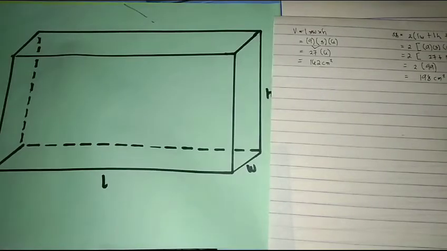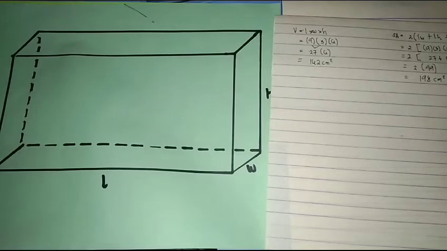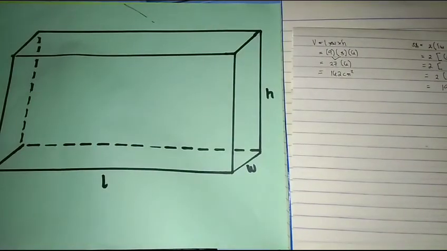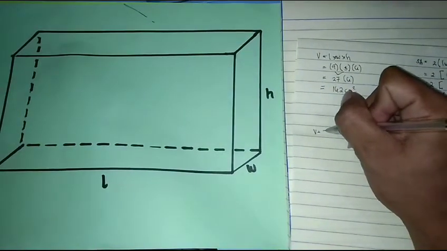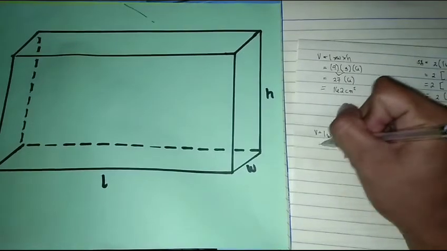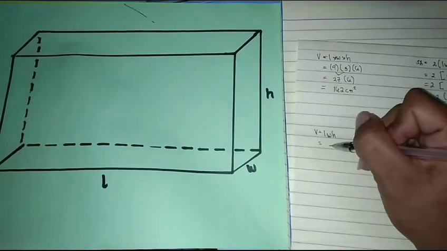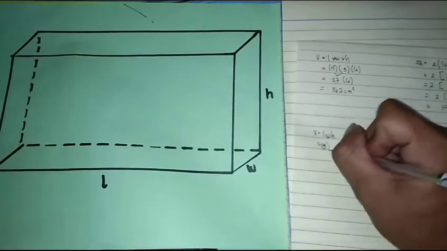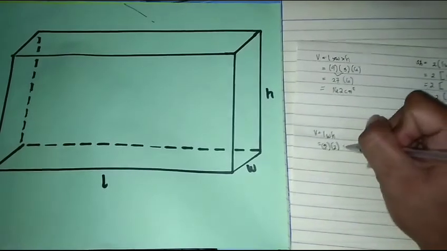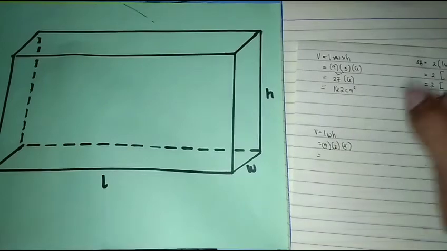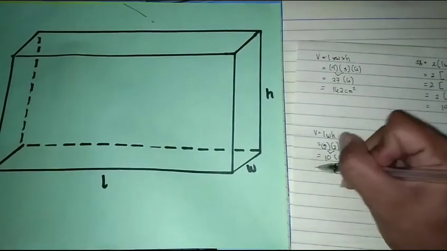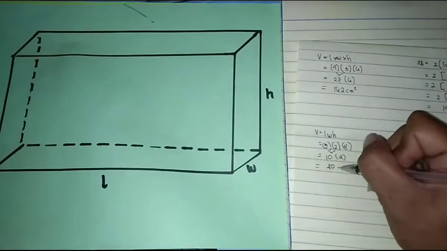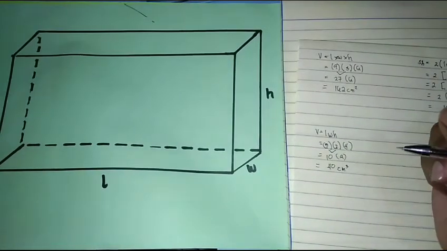Another example. Let's assume that we have a length of 5, a width of 2, and a height of 4. We need to follow the same formula: V equals length times width times height. Substitute the values, 5 in the length, 2 in the width, and 4 in the height. Multiply one by one, 10 times 4 to get the exact value of its volume, 40 centimeter cubed.